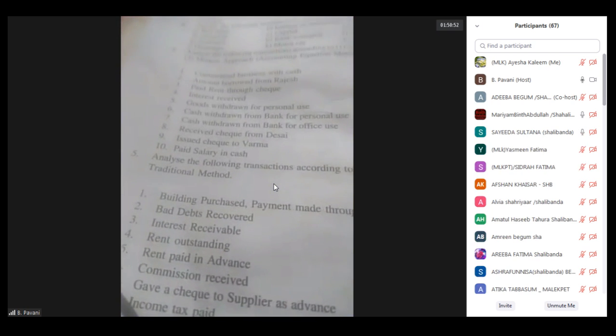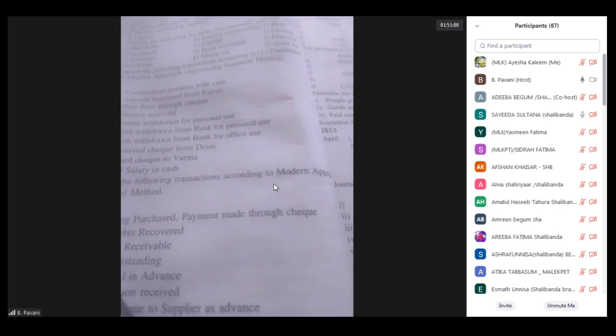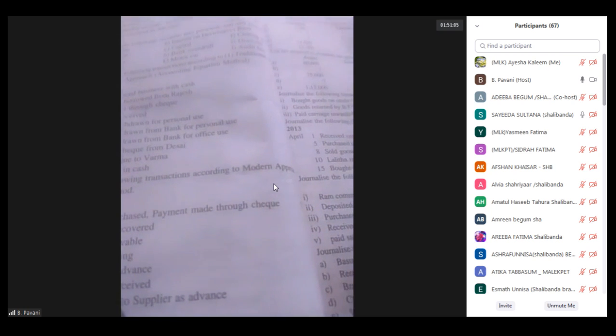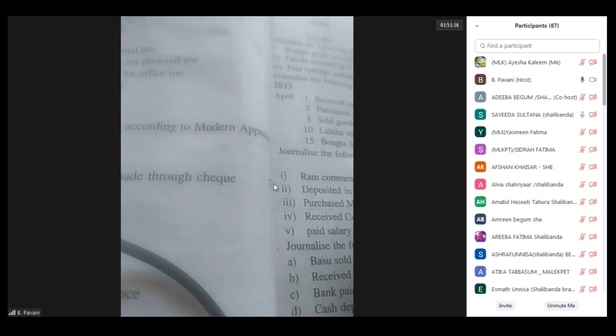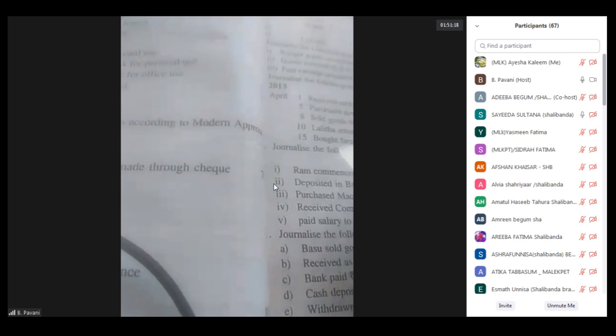So as per this, they have given that a building is purchased. The building will come under the real account. As per the rule of the real account, debit what comes in. That's why we have to debit the building account. And what is going out is a check, which is nothing but bank. So the entry will be: Building account debit to bank account, amount 70,000.